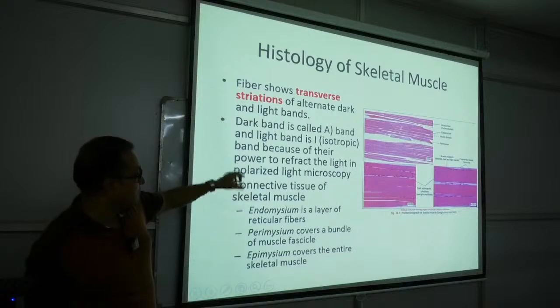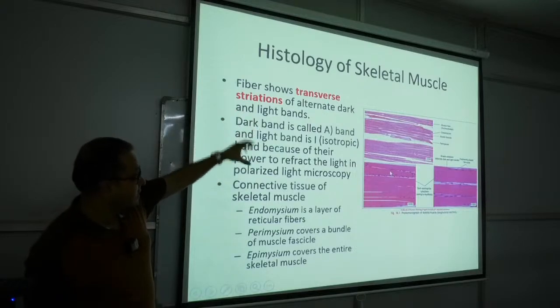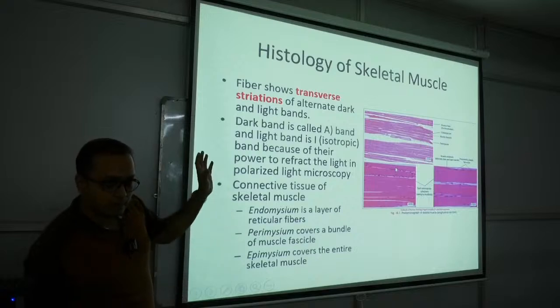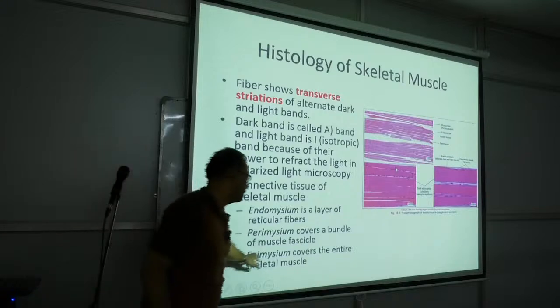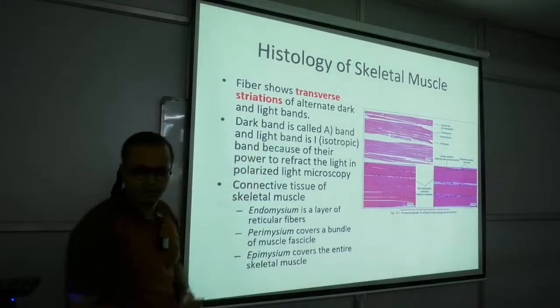If this whole bunch of myofibrils is covered by another bigger connective tissue, this whole muscle fiber bundle, where several myofibrils are there in it, we call it perimysium. And if the whole muscle, the bulk itself, is covered by a muscle covering, we call it epimysium, the covering of the entire muscle tissue.